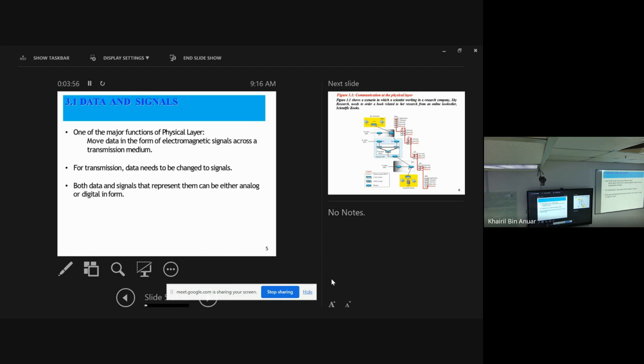So for transmission, data needs to be changed to signal. My voice needs to be changed into some electronic representation, and then the signal will be passed through the medium, and those who are out there can reach out to me. So the signal, as I mentioned, can be analog or it can be digital.